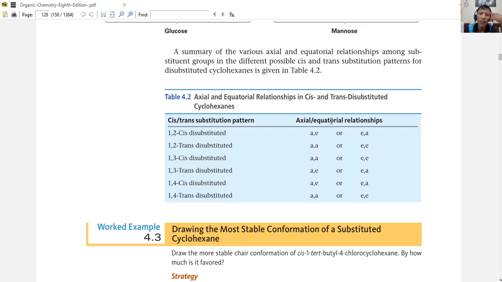So in terms of axial and equatorial, for a 1,2 substitution, meaning they are close, that is an AE or an EA. Meaning the first one is probably an axial, and the other one is an equatorial. Or the first one will be an equatorial, and the other one is an axial. So that is a 1,2. But that is not the case for a 1,3. Look at it. For a 1,3, the cis is actually both AA. So they are both axial.